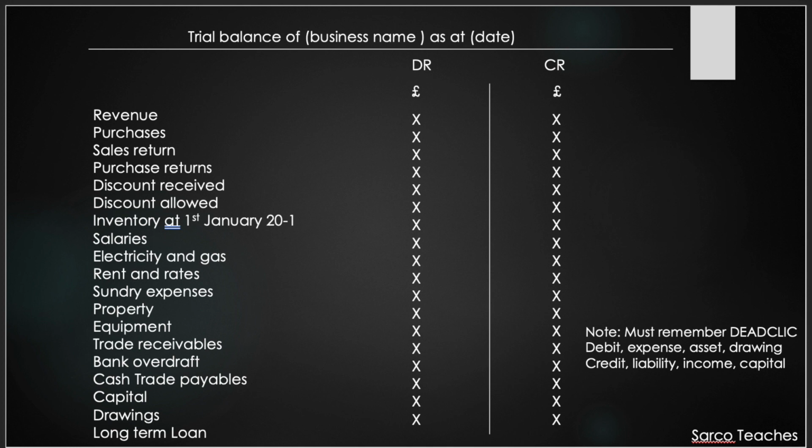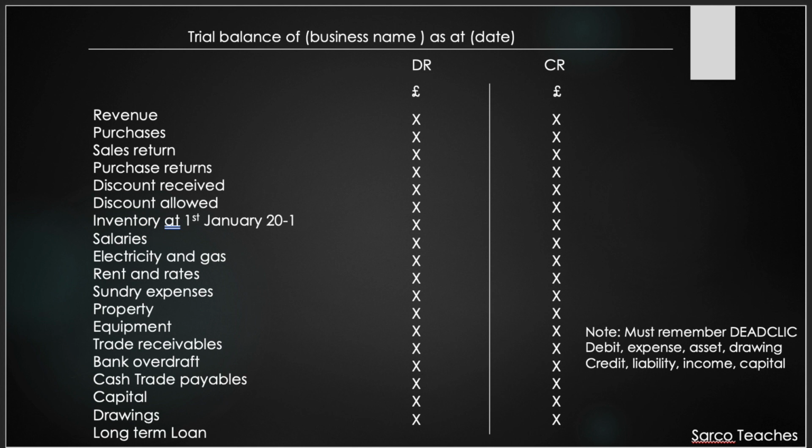This is the layout and format of a trial balance. We first of all have the title on the top, where we write the business name and the date. We then have a debit and credit side with £ signs down below, or it could be dollar signs. It depends where you're from. We then have a list of all the general ledger accounts, for example, revenue, purchases, sales, return, and next to it we write the value.